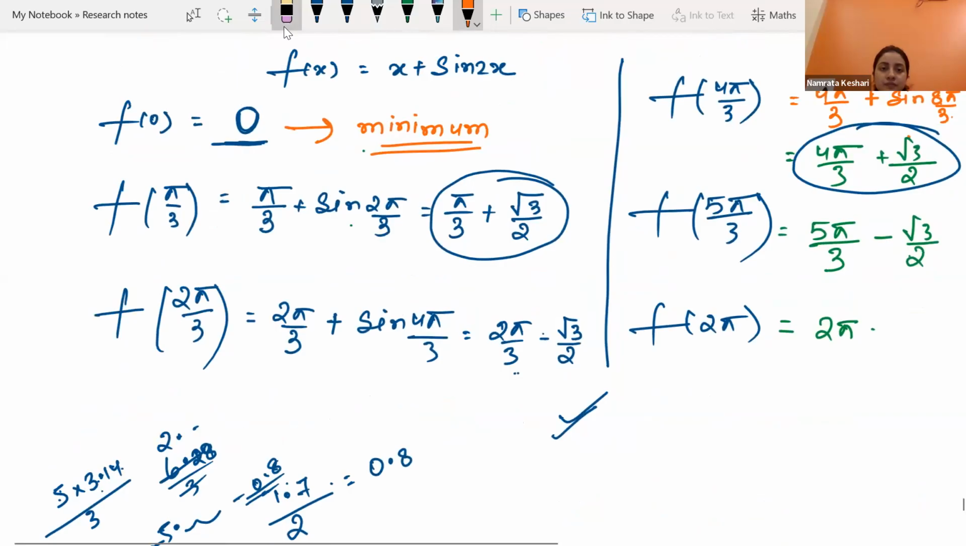2 pi. 2 pi, okay? Because 2 pi is the maximum over here from 0 to 2 pi. In between, all values lie in between that only. But we also have a very clear idea that root 3 by 2 is not a huge number. It is a very small number. So it is not making any difference when added with pi by 3 or maybe added with 4 pi by 3, right? Yes. Okay, so that's why this one is the maximum.